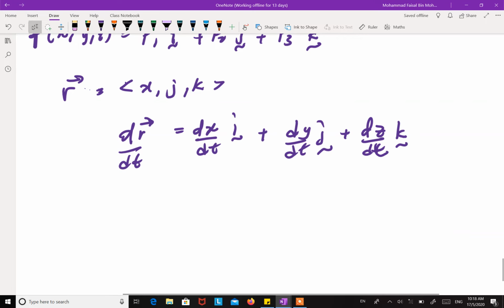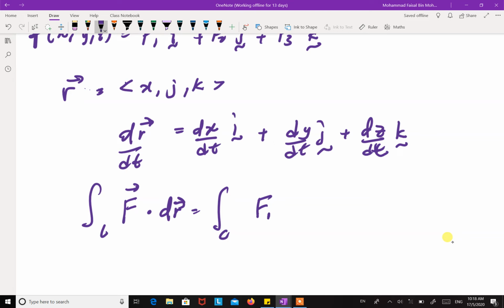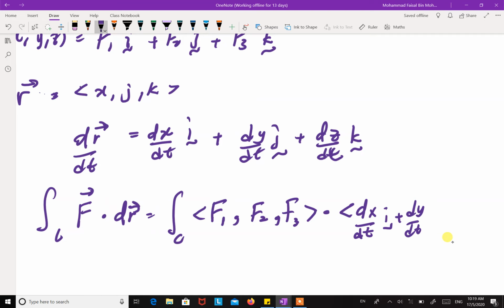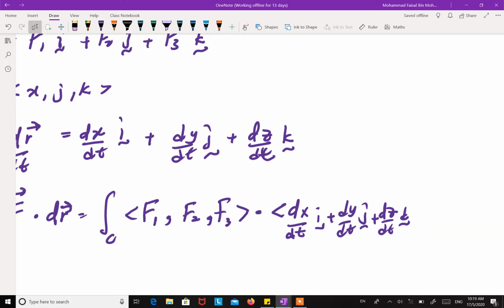So hence we will have the line integral of a vector field, F dot dr, is the integration of (f1, f2, f3) dot with (dx/dt i plus dy/dt j plus dz/dt k) times dt.